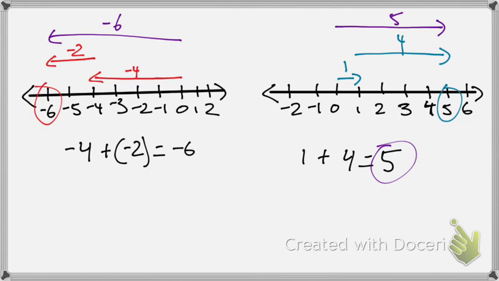All right, so let's write a quick summary on how we add two numbers of the same sign. You notice right here, they're both negative or they're both positive. So that's what we're talking about right now.